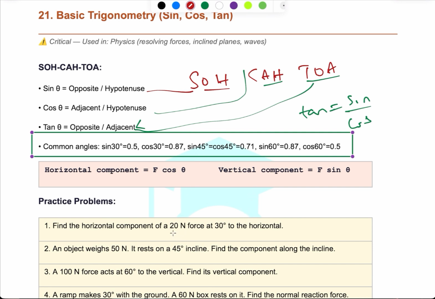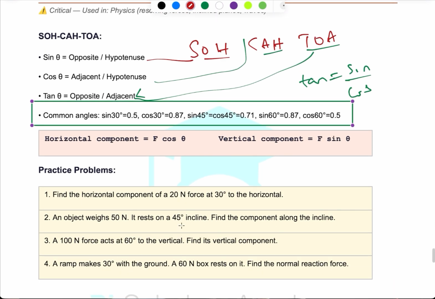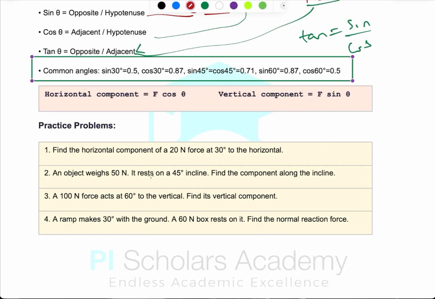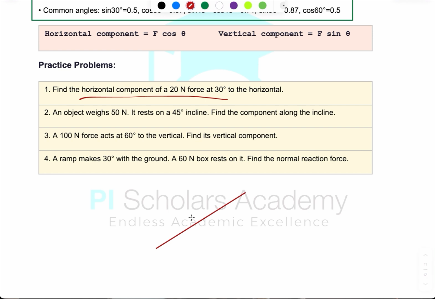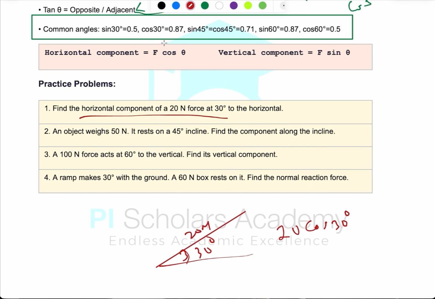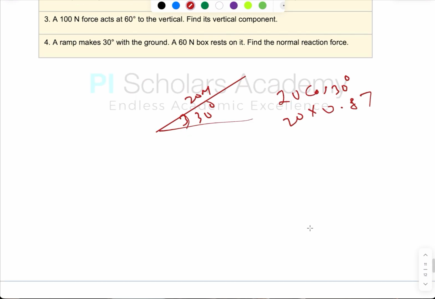And this will help you whenever you are resolving something, maybe to the horizontal component or to the vertical component. For instance, this one says find the horizontal component of a 20 Newton force at 30 degrees to the horizontal. So you have the force here. The force is 20 Newton and is at 30 degrees to the horizontal. So the horizontal component is going to be 20 cosine 30 degrees. From here already, you know that cosine 30 is 0.87, and that is going to be 20 multiplied by 0.87. So that's basically what you need to know.